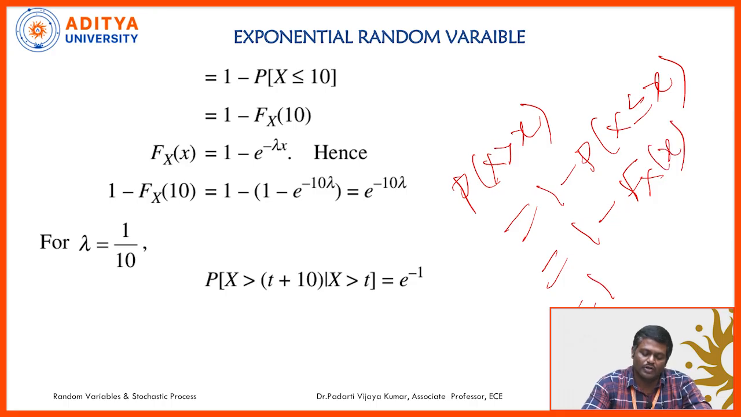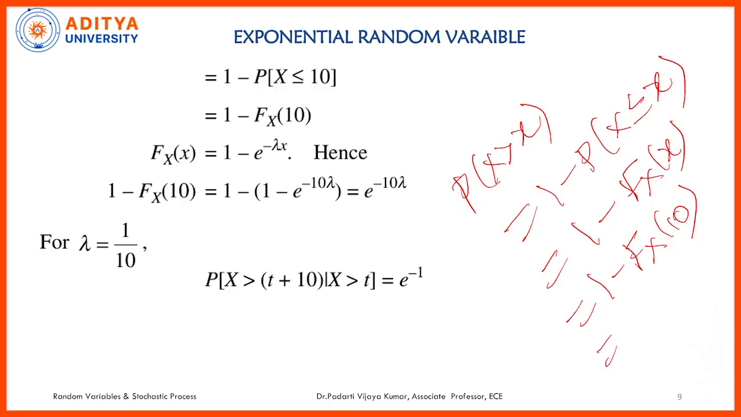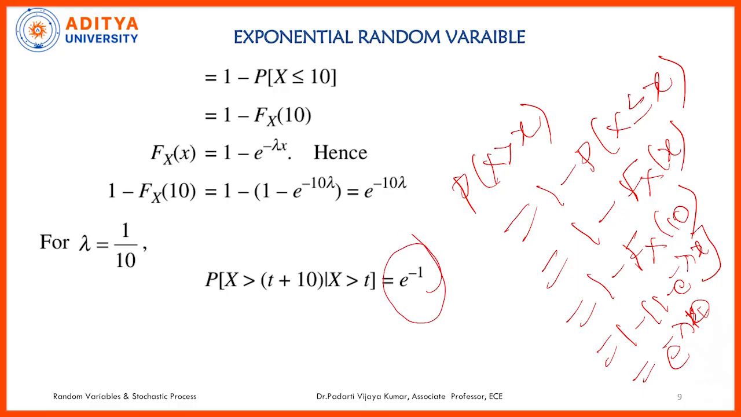Now we need to compute 1 minus F X of 10. The distribution function is 1 minus e power minus lambda x, so you will get e power minus lambda x. Given lambda is equal to 1 by 10, substituting that, again we will get e power minus 1. Again, there is a 37% chance for the washing machine to work after 10 years.